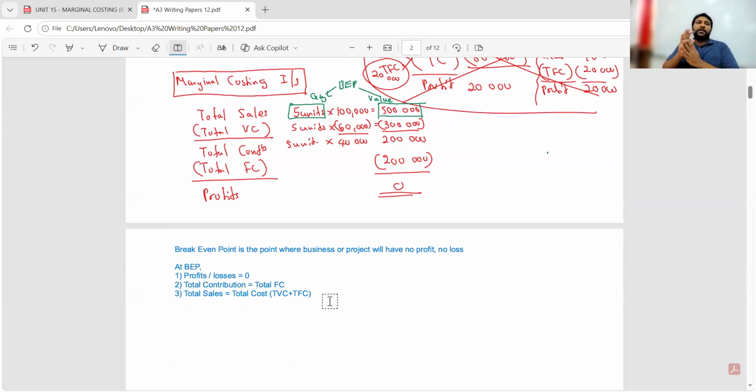Okay, let's come to the story again. Mr. A is selling what? Laptops. Each laptop how much? 100,000 selling price. Cost is how much? 60,000. What's the contribution? 40,000. To cover the fixed cost and all the cost, how many laptops should he sell, people? 5 laptops. So to cover all the cost, he needs 5 laptops.